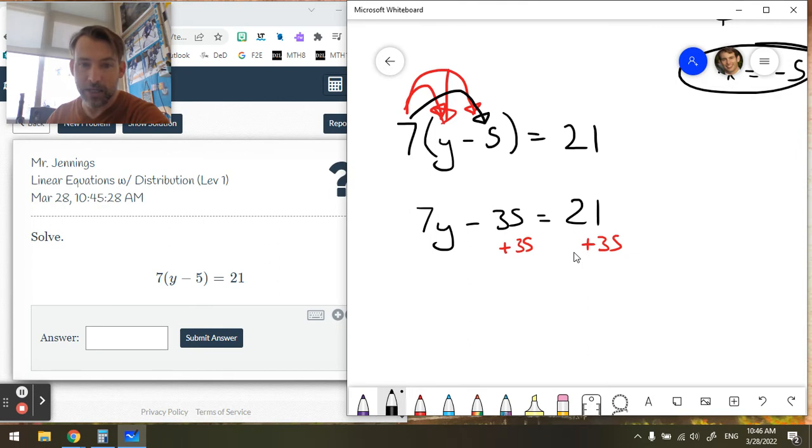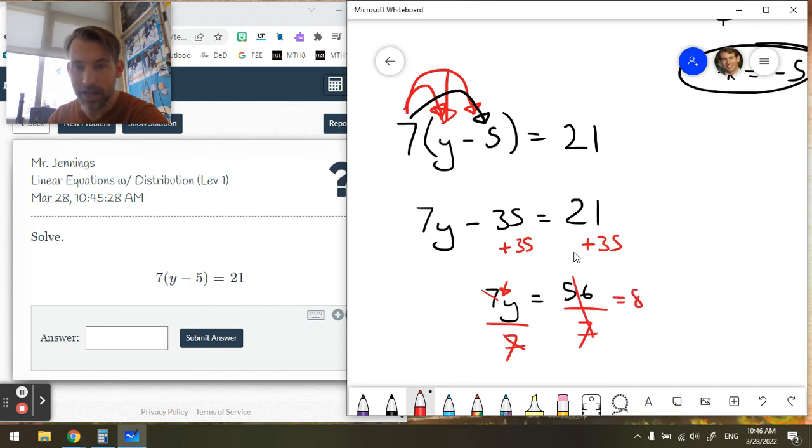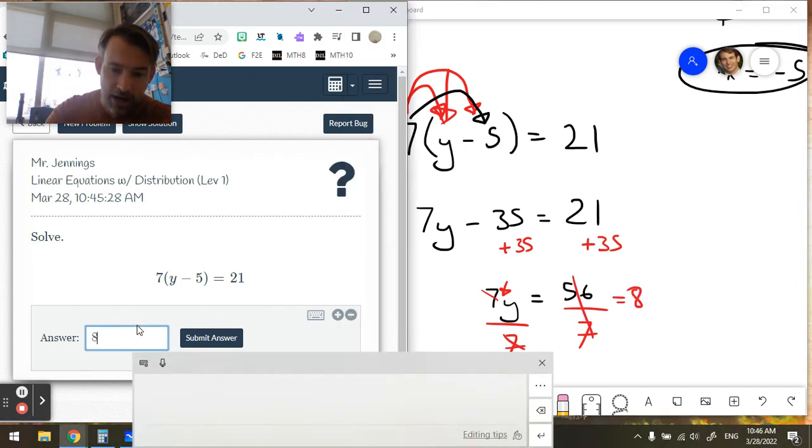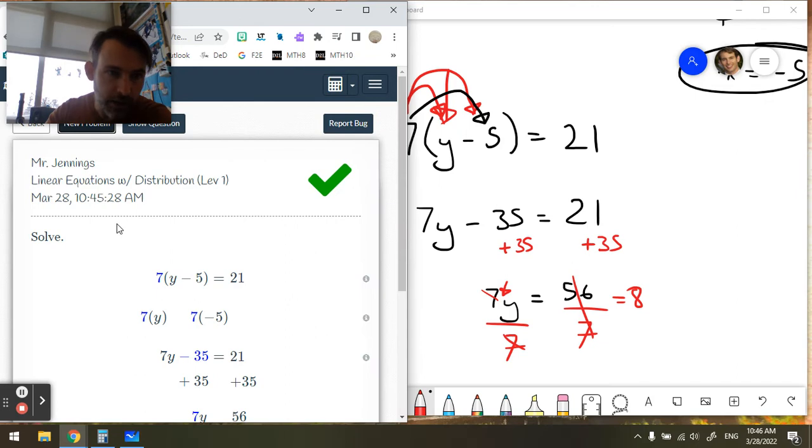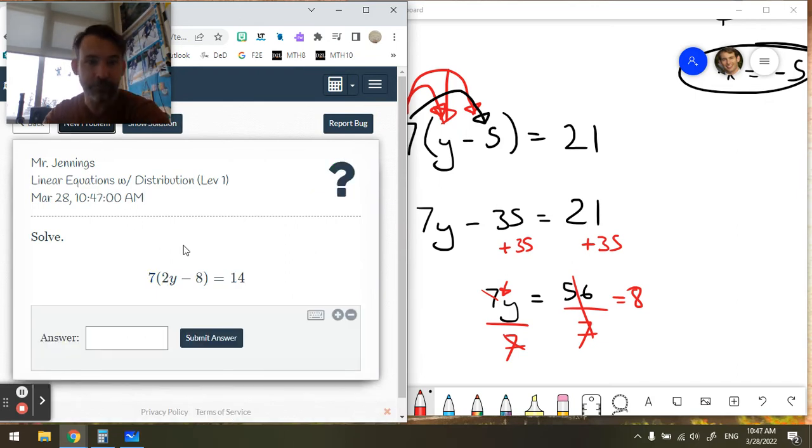And then we get 7y plus 0 is equal to 21 plus 35, which is 56. Now we divide both sides by 7 because we were multiplying here. So we divide, this 7 cancels that 7, and y is equal to 8. Yes. Let's do one more.